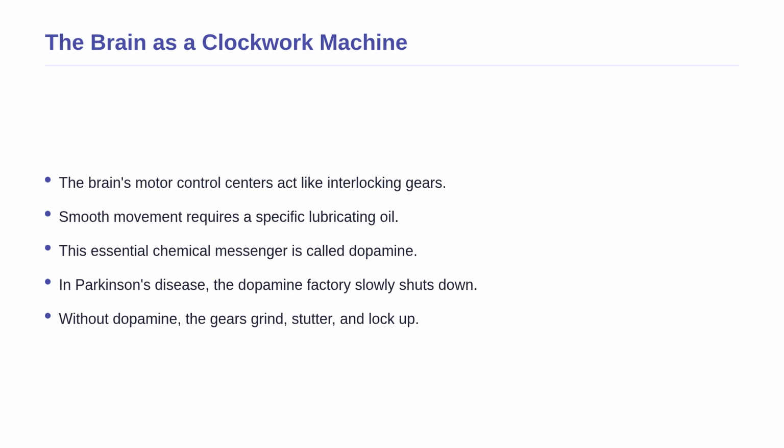Now, imagine that the tiny factory inside this machine that produces the oil slowly starts shutting down, worker by worker. Without this crucial dopamine, the gears start to grind, stutter, and eventually lock up completely. This is the intuitive foundation of what happens in Parkinson's disease.